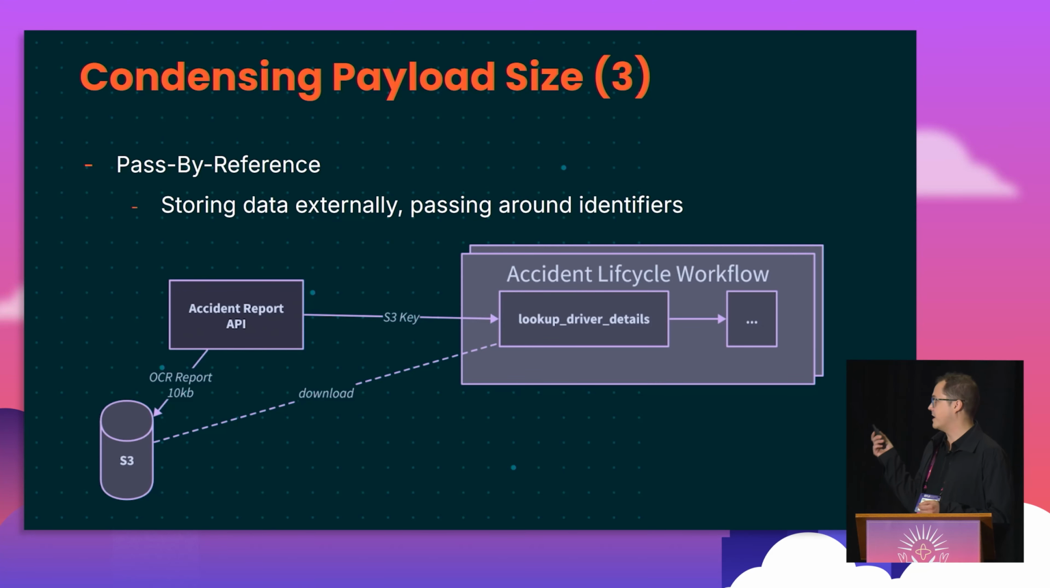So we'll talk about pass by reference. And really what you're doing is storing your data in some outside data store, in this case S3. When you receive this OCR'd report, you upload it to S3, and then you start your workflow. But what you provide to your workflow is the S3 key. And then when you have some sort of activity that needs that data, it'll fetch it as needed, make any transformations, save it wherever it needs to be saved, and finish its activity. This allows you to pass around large pieces of data without having to worry about the storage costs in your workflow events.